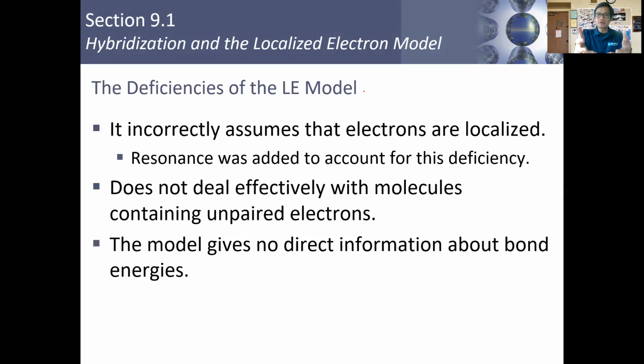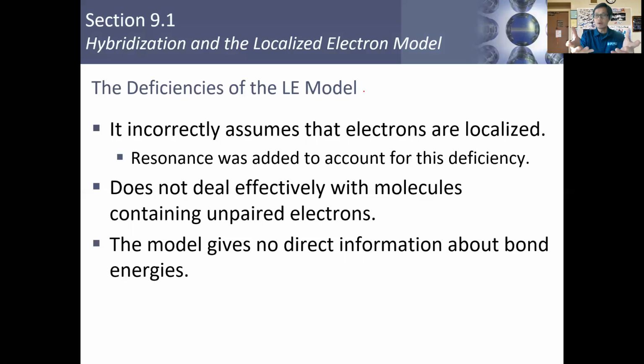The localized electron model does a good job of explaining geometries, which will allow us then to discuss these macroscopic properties of these molecular compounds as well. But there are flaws. There are flaws in this particular model. Okay, and the first and the most obvious flaw is that the localized electron model predicts that the electrons will stay localized between 2 atoms.